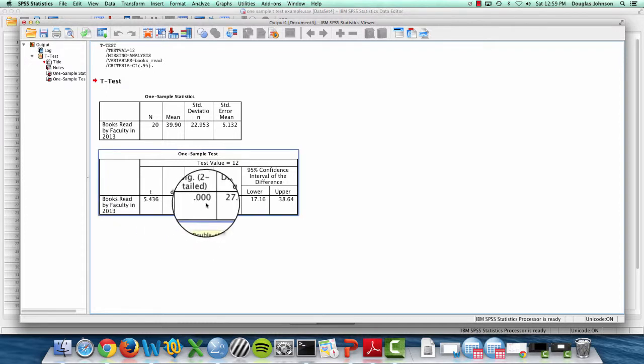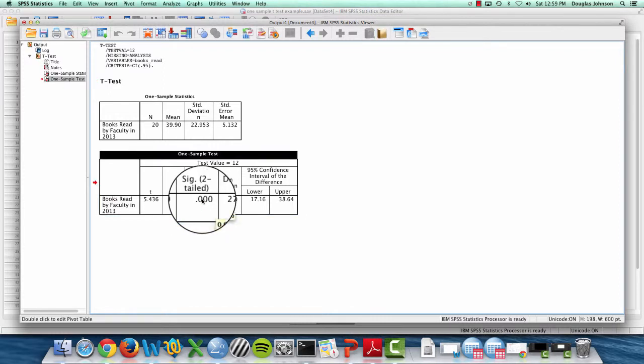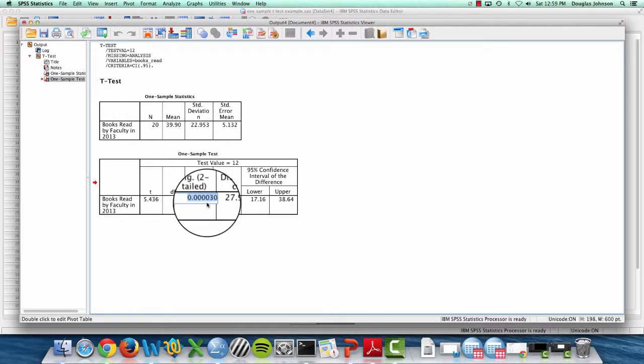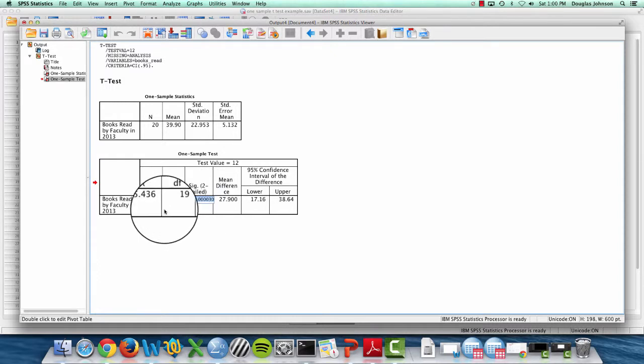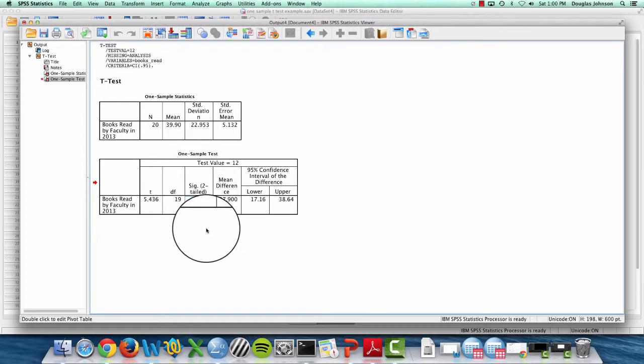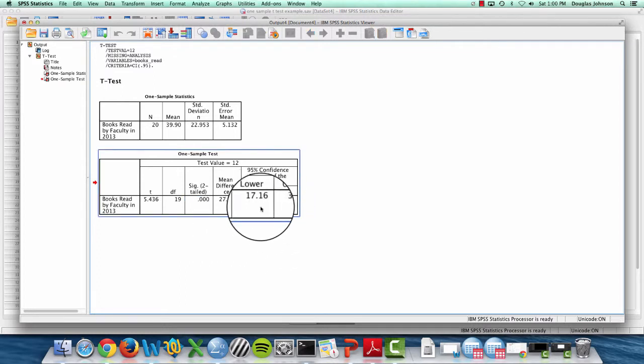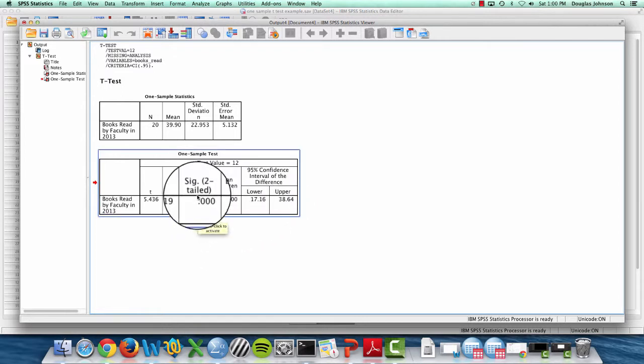And again, even though we see 3 zeros here, we know that it can't truly be 0. It's some other value, in this case 0.00003. It's a rare event to have a t this large with these degrees of freedom, but it's not impossible. If you want to report the 95% confidence interval of the difference, which I encourage you to do, it's here for you. So this is the value we're comparing against our alpha, which is usually 0.05. We would reject the null hypothesis here.